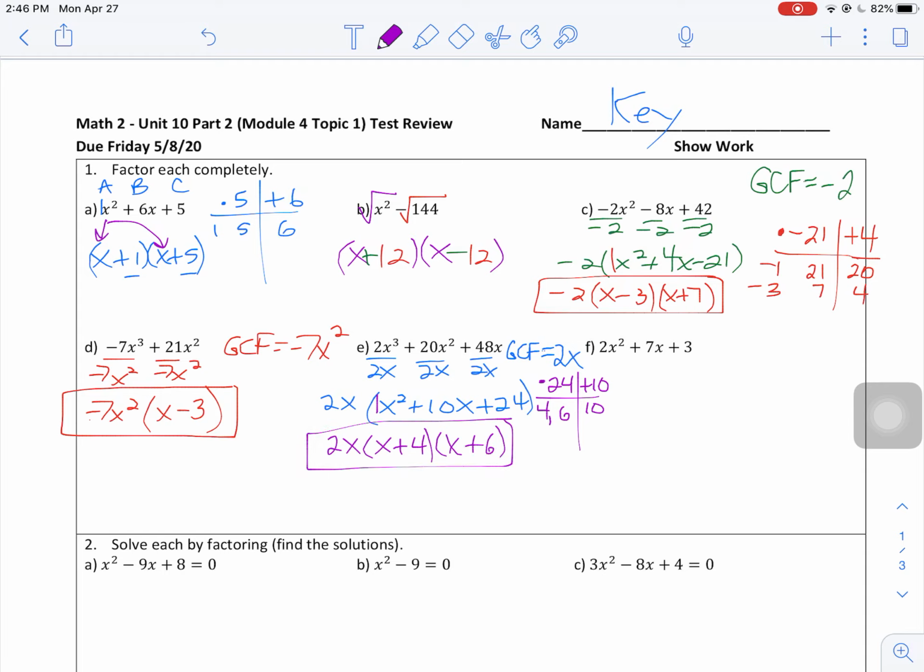If you couldn't think of the 4 and the 6 right off the top of your head, that's when you would try 1 and 24, 2 and 12, 3 and 8. You would just try all of those, but I skipped writing them down to save time.